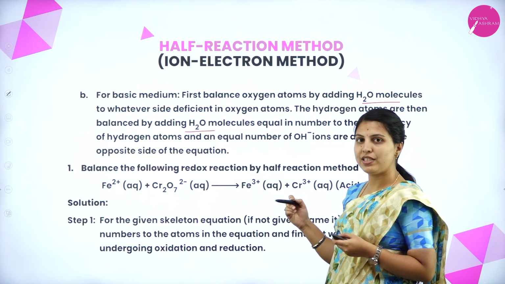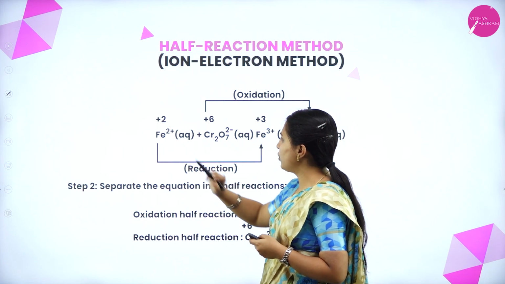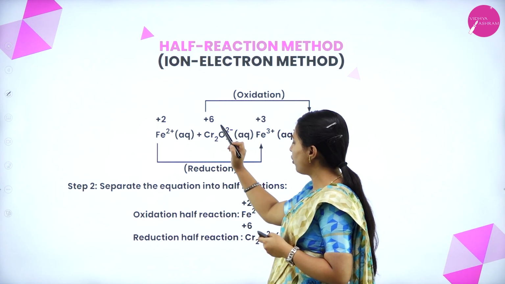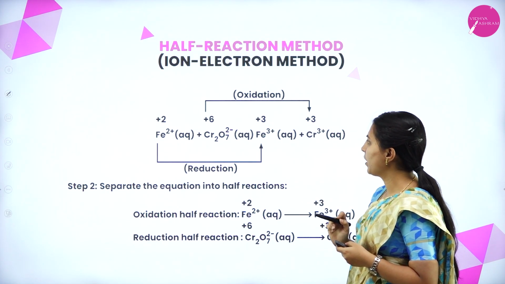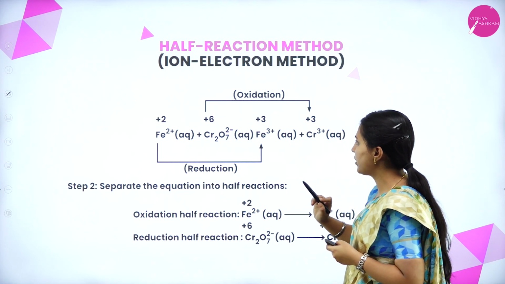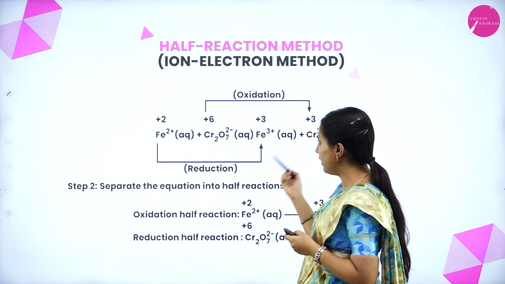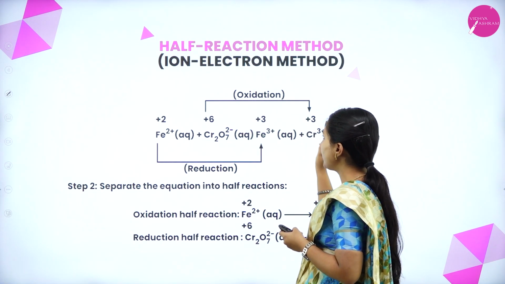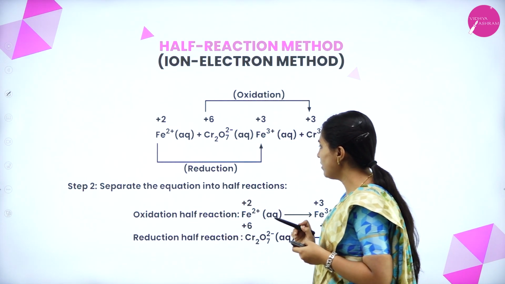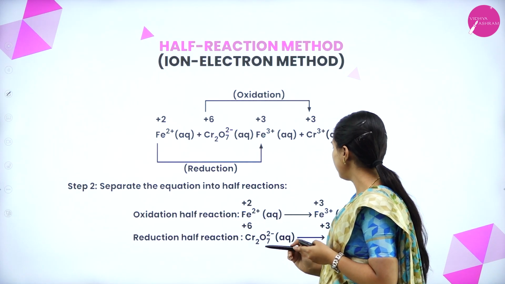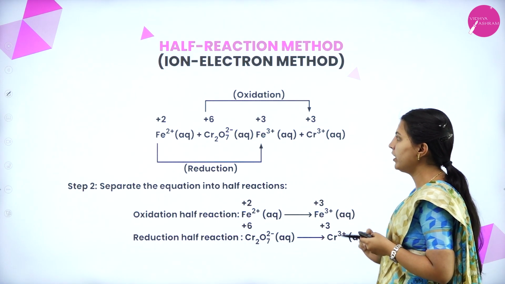Now you have to understand which is undergoing oxidation and which is undergoing reduction. See here, it's Fe2+; chromium in chromate is +6, iron goes to +3, and chromate goes to +3. From Fe2+ to Fe3+ is the oxidation reaction. If the oxidation number increases, that is oxidation. If the oxidation number decreases, that is reduction. Okay. Next, separate the equation into two half reactions. Oxidation half: Fe2+ to Fe3+, that is the oxidation reaction. Chromate, +6 to +3, that is the reduction reaction.